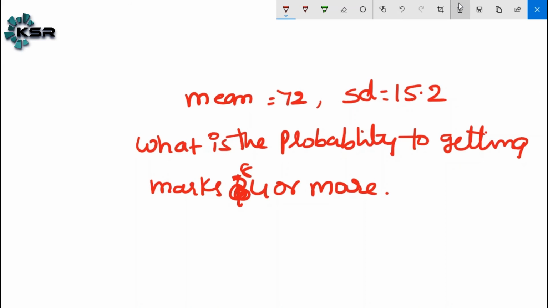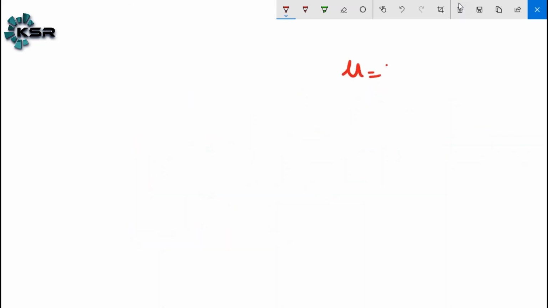Lower tail equal to true. Lower tail equal to true means what will happen? It goes from 84 to infinity? Let's say, let me write 84. Sorry, let me write in another sheet. Mu is equal to 72, sigma is 15.2. We need to find the probability of 84 or more.